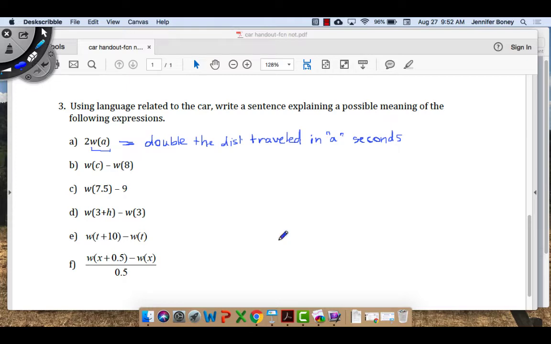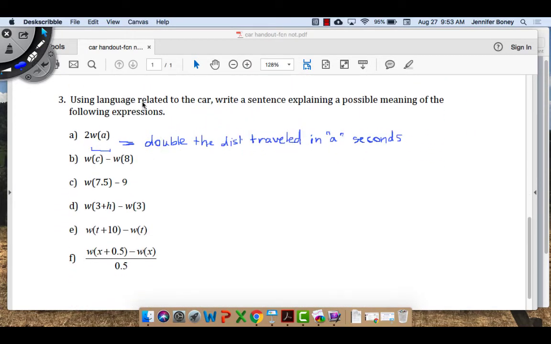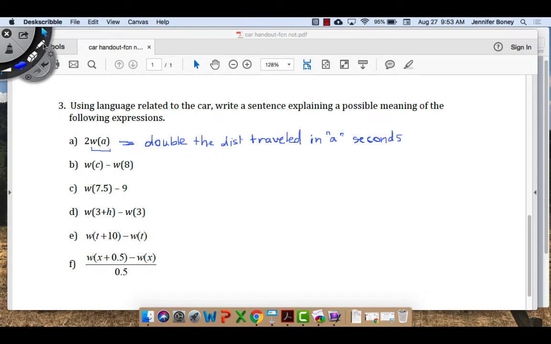So the units on this would be the units of distance that we were talking about for this problem, which, what were those, by the way? Do we have units for that? Feet. So this would be some number of feet, the number of feet traveled times 2 during those A seconds.